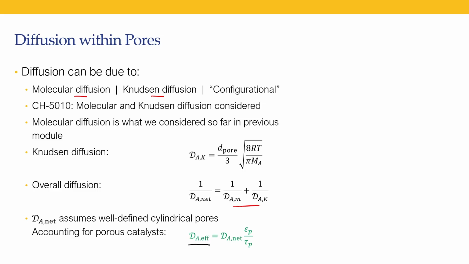So in research, in projects, we will calculate both D_AM and D_AK, okay, and use the net diffusivity. Based on our experience, we know that Knudsen diffusivity only matters in certain pore sizes and smaller. So when it comes to macroporous material, we don't even bother computing Knudsen diffusivity because it doesn't matter. Okay, that's a very good question.